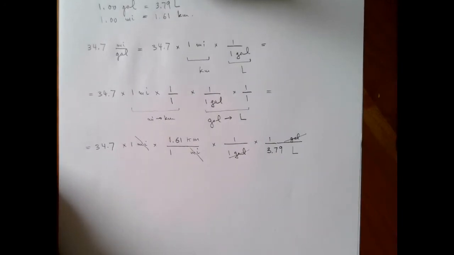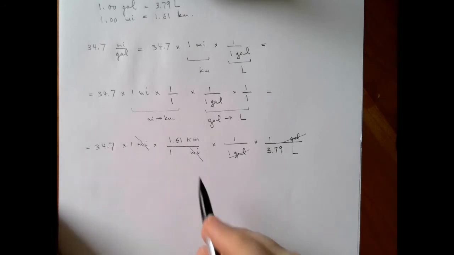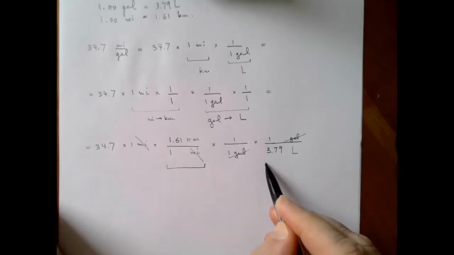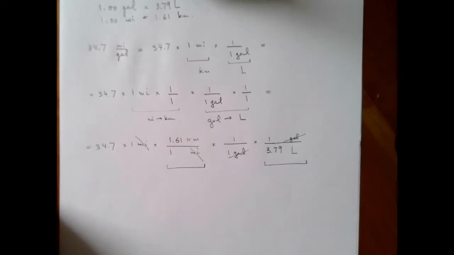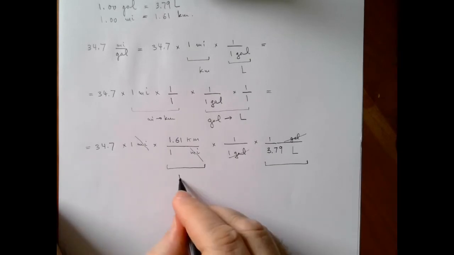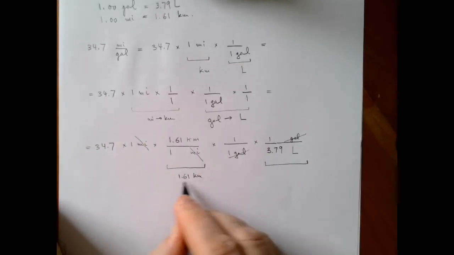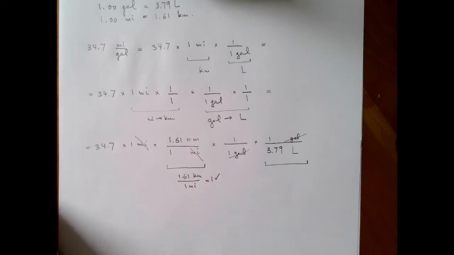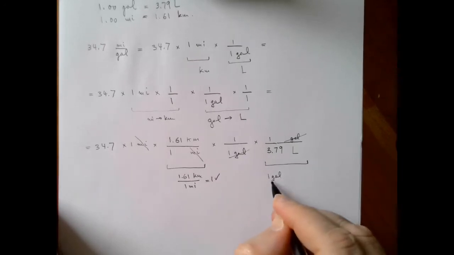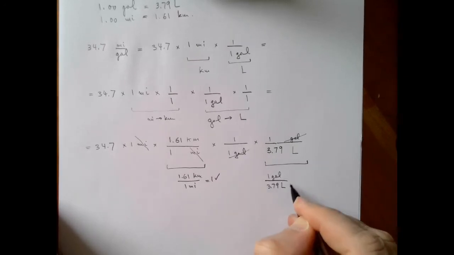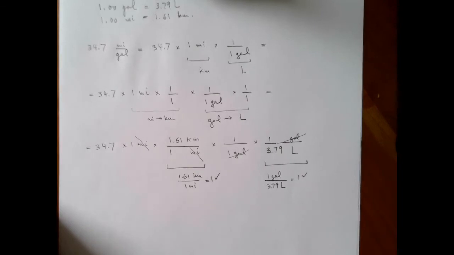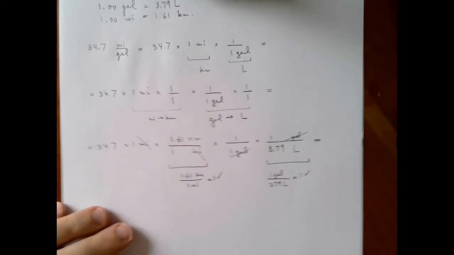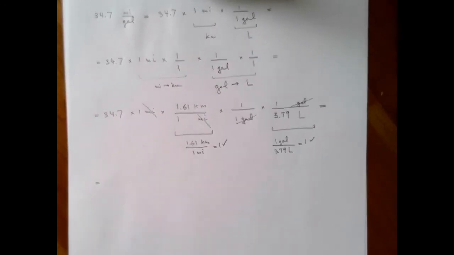Notice how the 1/1 ratio has been maintained. 1.61 kilometers divided by 1 mile is equal to 1. 1 gallon divided by 3.79 liters is equal to 1. And now I'm ready to clean up the equation a little bit and to provide the final answer.